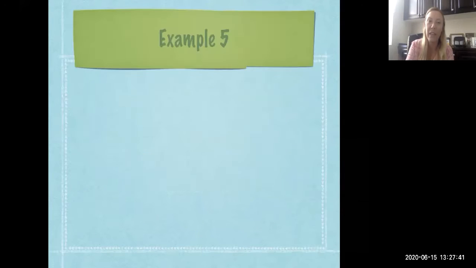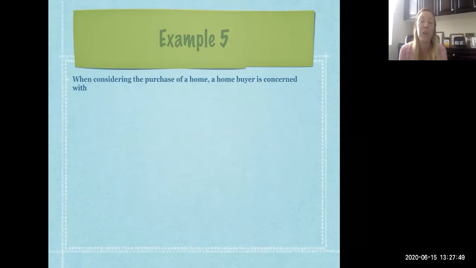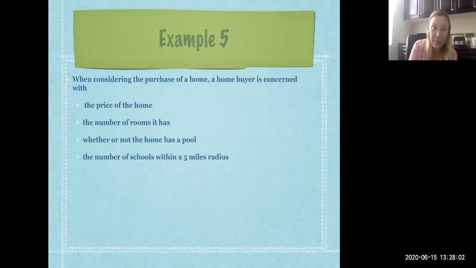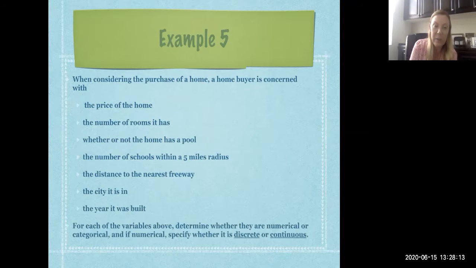Okay, further review. I think I have one more question up here, and then the rest of it we'll just kind of interact. So, when considering the purchase of a home, a buyer has many different concerns. The price of the home, the number of rooms it has, whether or not the home has a pool, the number of schools within a 5-mile radius, maybe even the distance to the nearest freeway, what city it is in, and the year it was built. So for each of these, now, I have it covering. So Jade, can you read that bottom to me again?